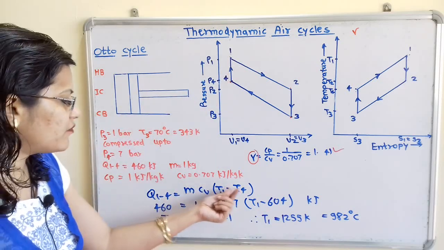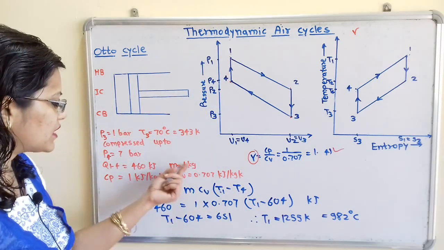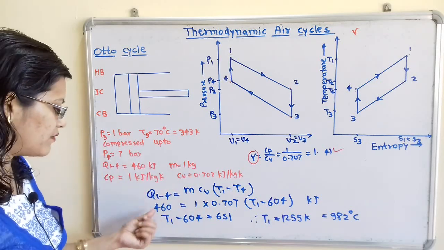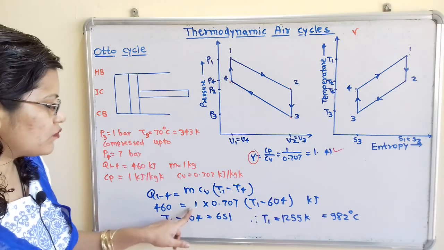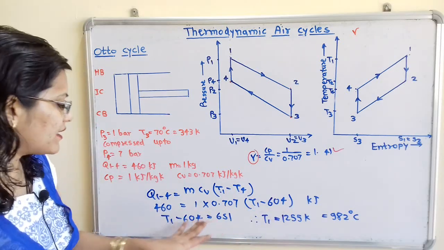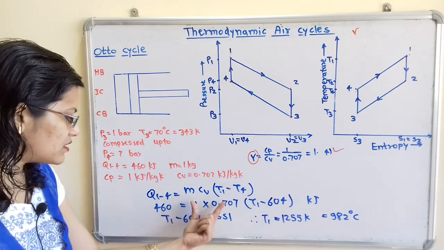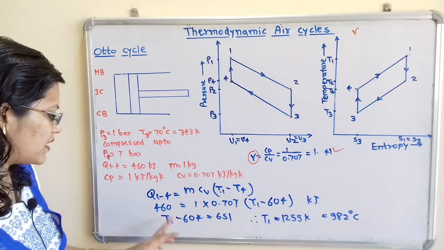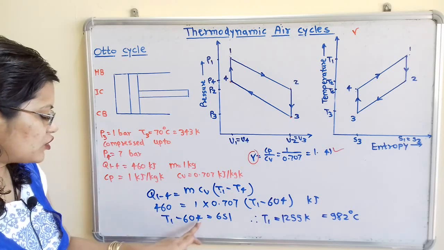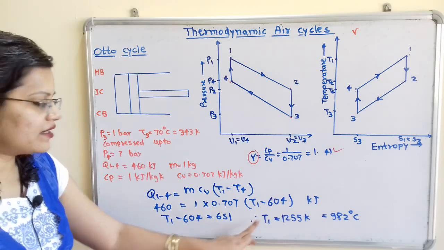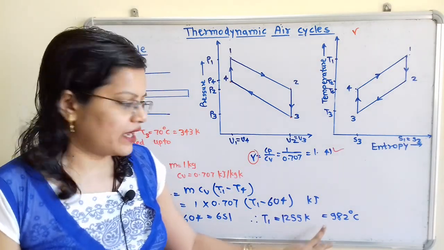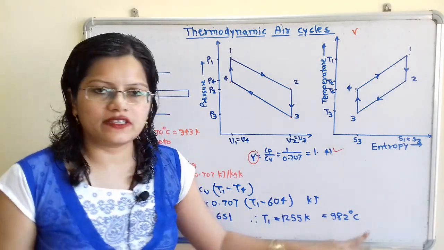Now this T4 has been calculated. m is equal to 1 kilogram, Cv is given and Q14 is also given. So 460 is equal to, we put all the values, and if we transfer this 0.707 to the left hand side, then T1 minus 604 is equal to 651, and T1 is equal to 1255 Kelvin, which is equal to 982 degrees Celsius.